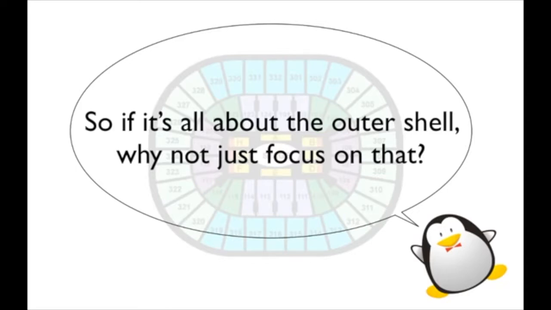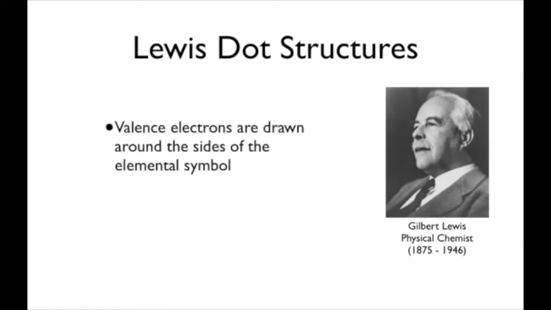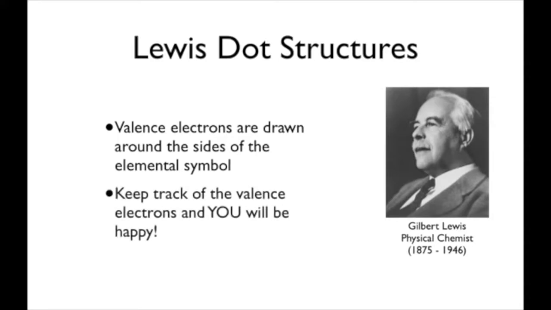If you're thinking that, that's awesome. You're not alone, because some other really smart people have thought exactly the same thing, like Dr. Gilbert Lewis, who is a physical chemist. He spent most of his career at UC Berkeley. And he did exactly that. He said we should draw an elemental symbol, and then we're going to draw the valence shell electrons around it. And I always tell my students, if you keep track of the valence electrons, you're going to be happy.